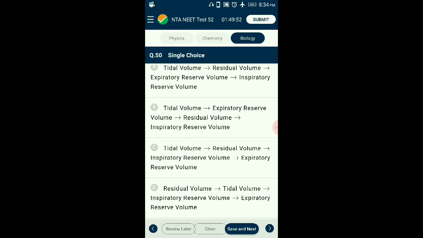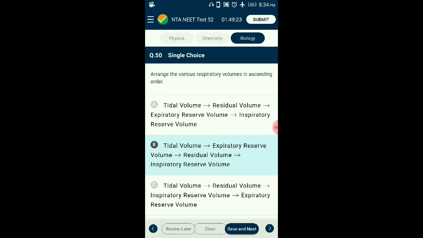Expiratory reserve volume is the additional volume of air a person can expire by forcible expiration. This averages 1000 ml to 1100 ml. Residual volume is the volume of air remaining in the lungs even after a forcible expiration. This averages 1100 ml to 1200 ml. So the answer for this question is option B. Tidal volume, expiratory reserve volume, residual volume, inspiratory reserve volume. So that is the various respiratory volumes in ascending order.